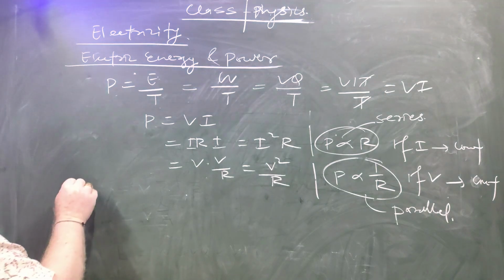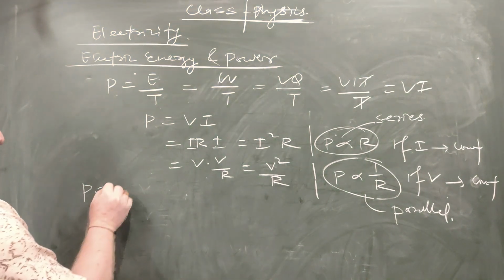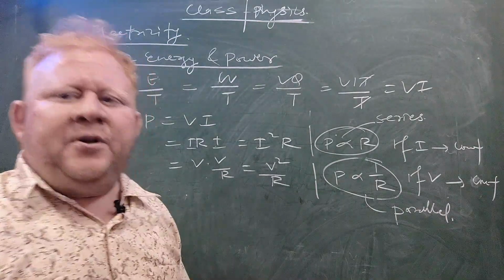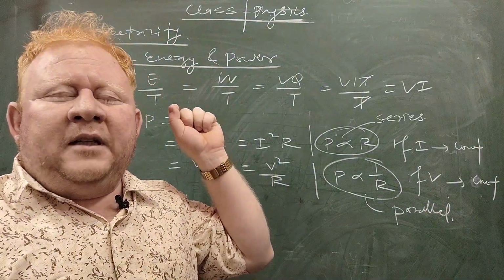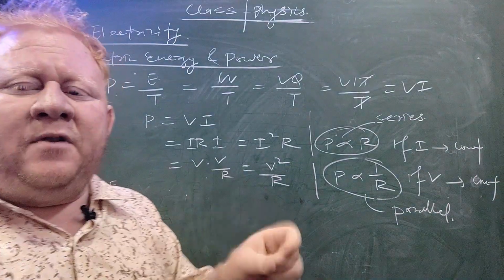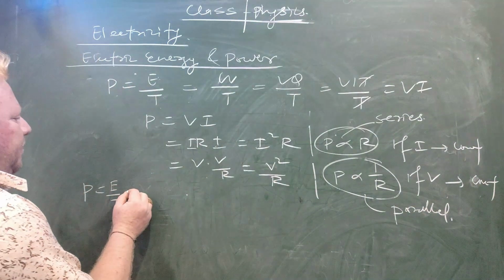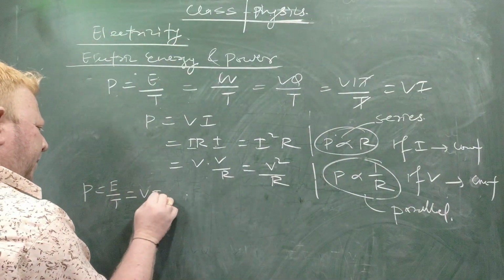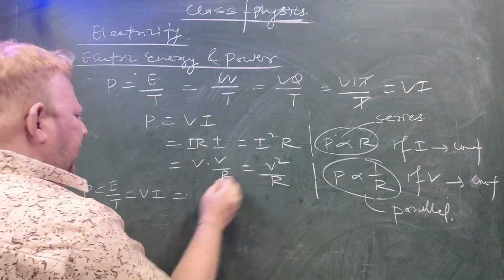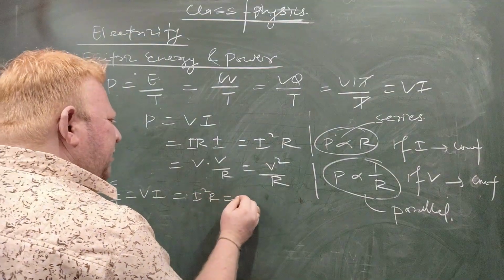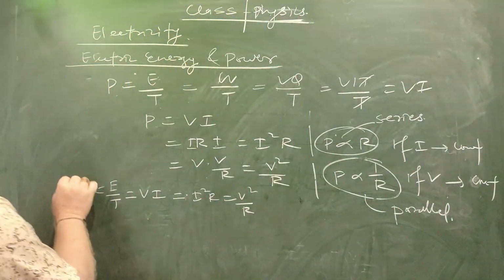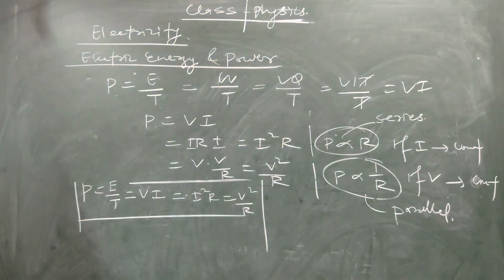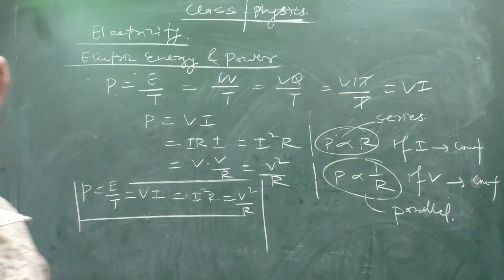I am here writing P is equal to, you write E by T, because it is the main term. That power is actually electrical energy consumed per unit time. So P is equal to E by T, that is equal to VI, that is equal to I square R, that is equal to V square by R. So this is the formula based on power.